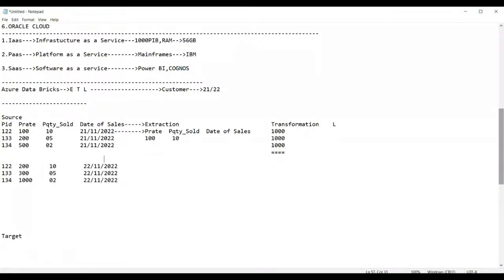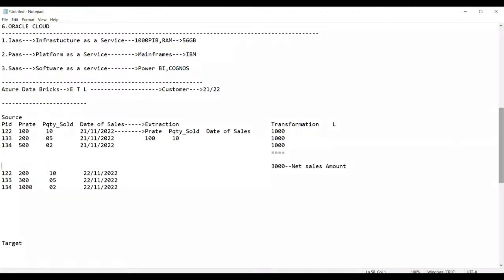It is 3,000. So can I say that 3,000 is the net sales amount? Am I right, everyone? So this you are doing under the process of transformation. Now, it is done for the 21st day. What about the 22nd day? Guys, please come out, all of you, and help me out in this.